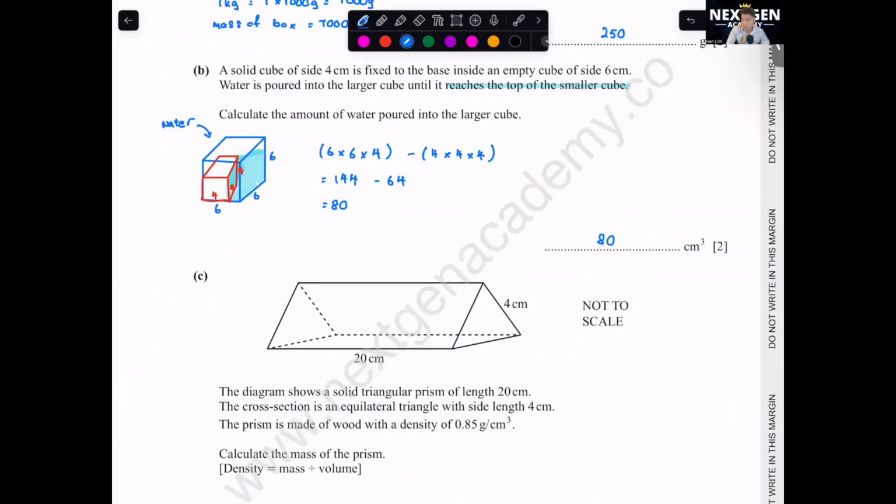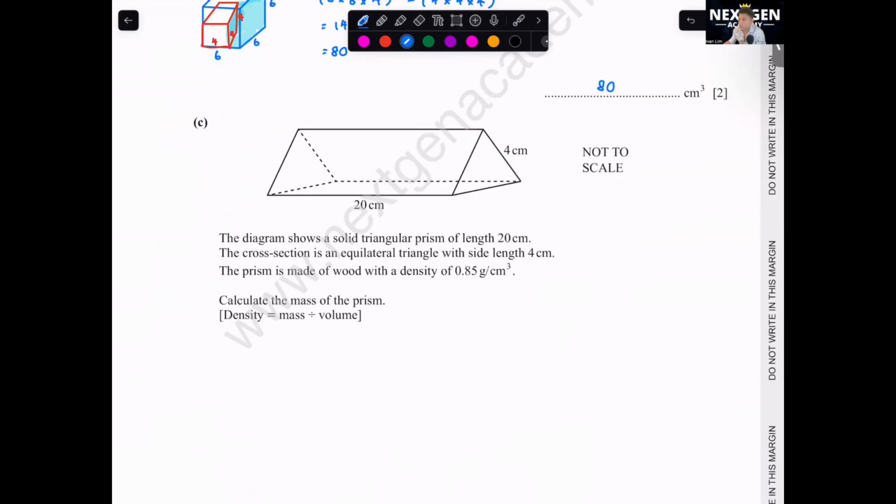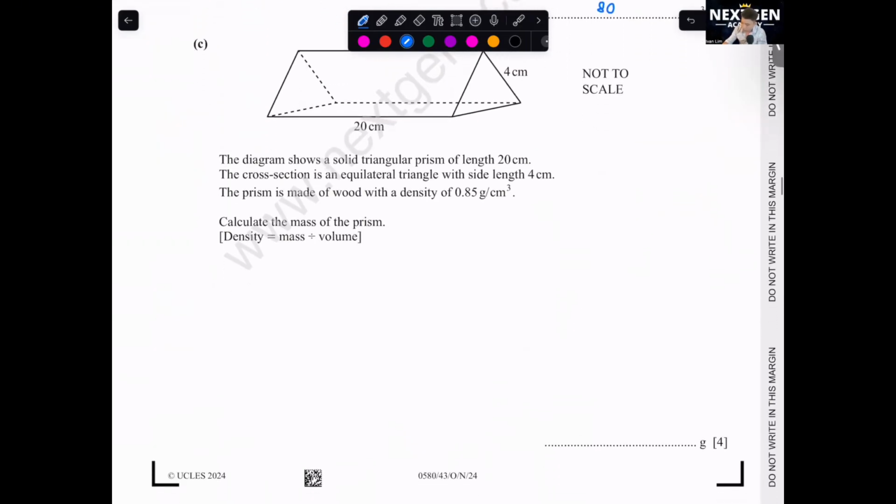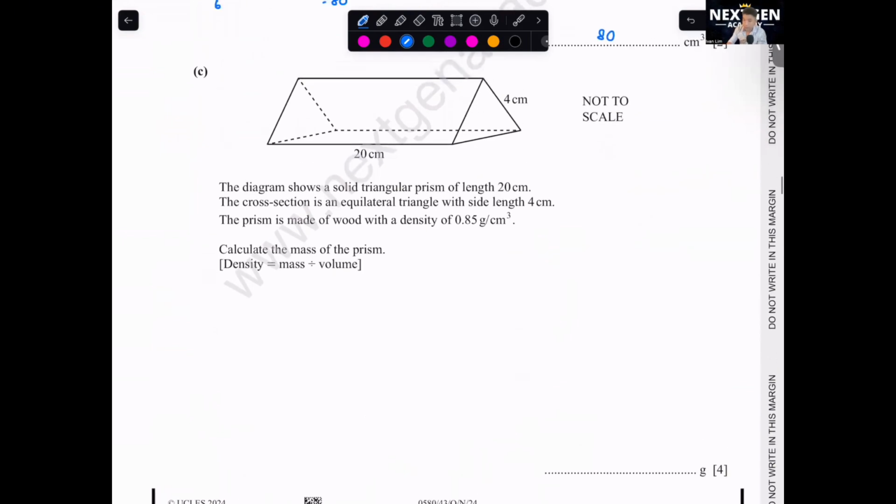The diagram shows a solid triangular prism of length 20 cm. The cross-section is an equilateral triangle with side length 4 cm. The prism is made of wood with a density of 0.85 gram per cm cube. Calculate the mass of the prism. First of all, let's find the volume. Volume, we need to find the cross-section multiplied by this length.